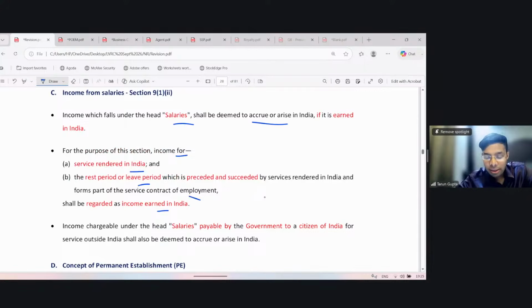Income chargeable under salaries payable by the government to an Indian citizen, even for service rendered outside India, shall be deemed to accrue or arise in India. So, what are deeming sections? Even if services are rendered outside India, but the salaries are paid by the government to an Indian citizen, the salary shall be deemed to accrue or arise in India.